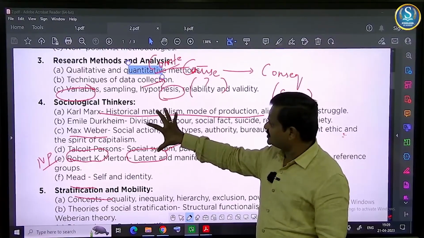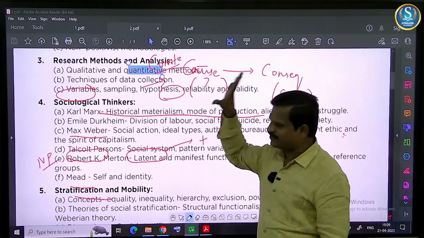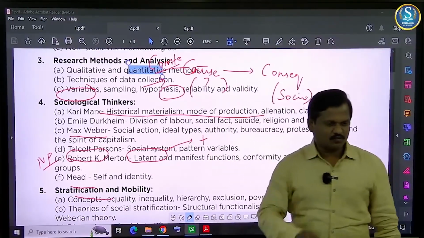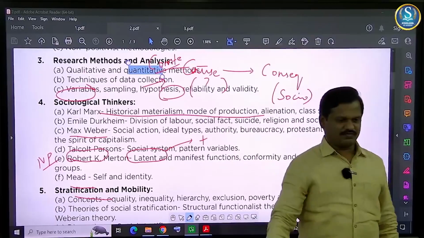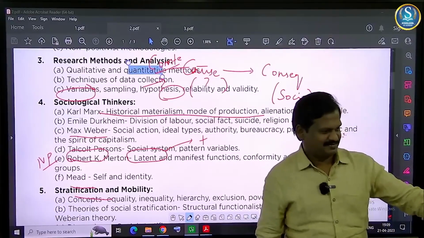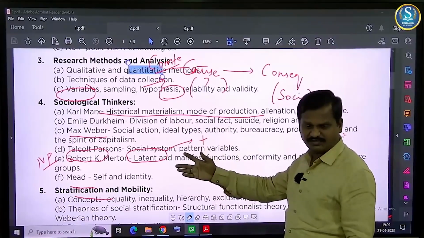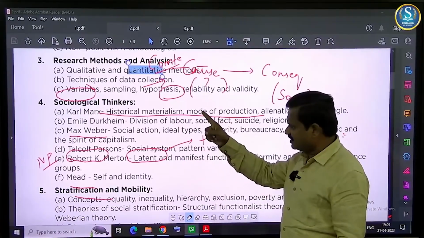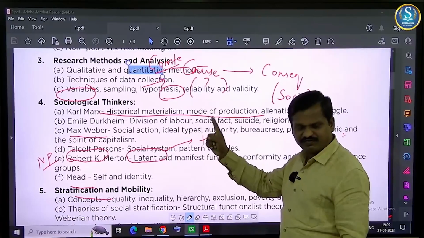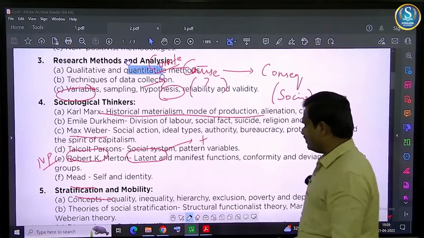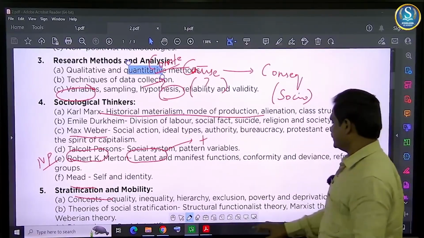That is why we will spend more time on the fourth unit. Close to 1 month, we'll study only the fourth unit. Why? Because for the answers you are going to write for the remaining questions, you will get points only from this fourth unit. And the fifth unit is about social stratification.